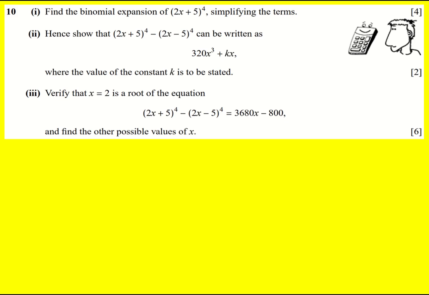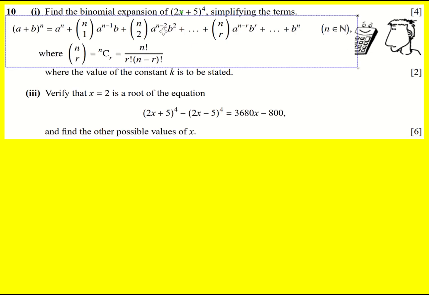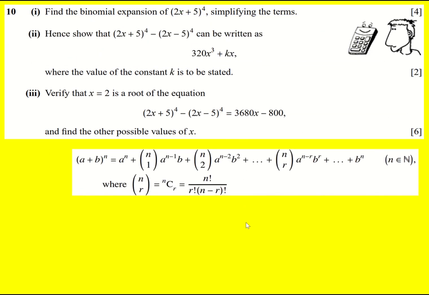To do a binomial expansion in this question, you could even do it by multiplying out 4 brackets. It would take a bit of time, but probably a similar amount of time as using the general formula for binomial expansion. Here, a is equal to 2x, b is equal to 5, and n is equal to 4.